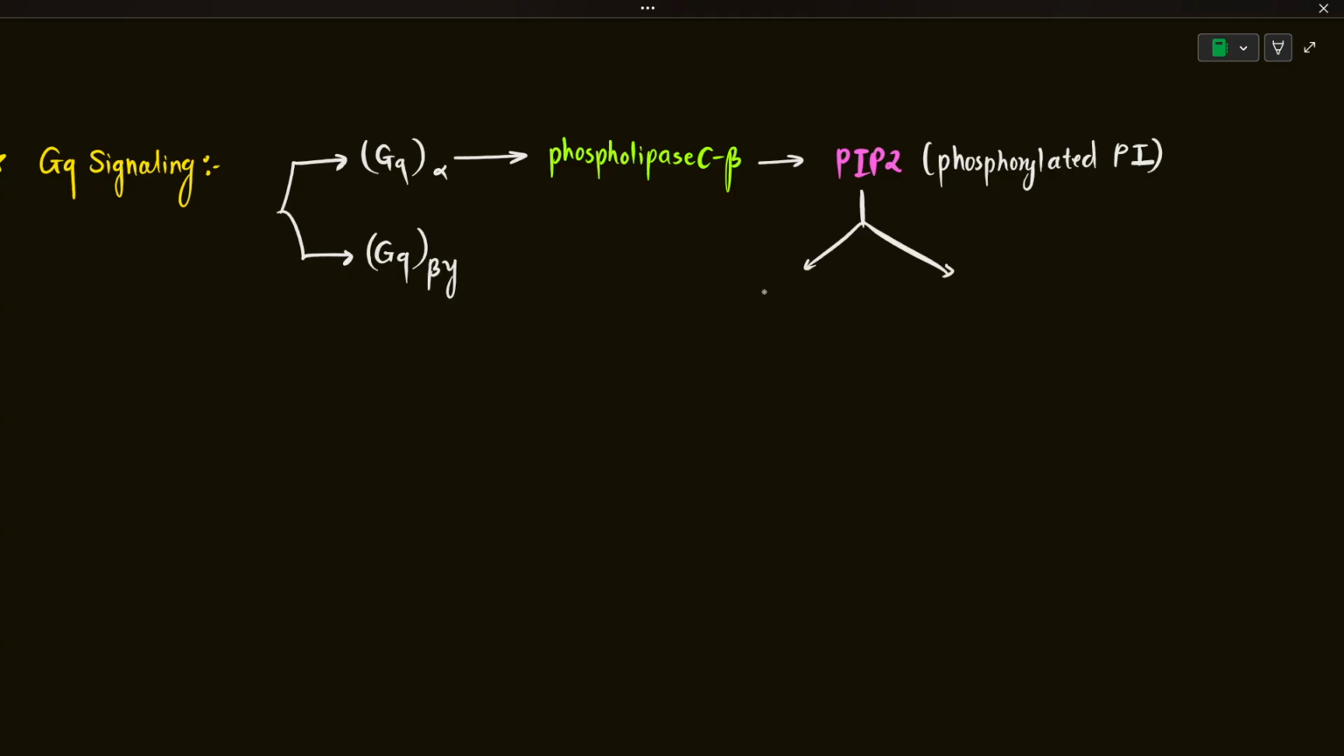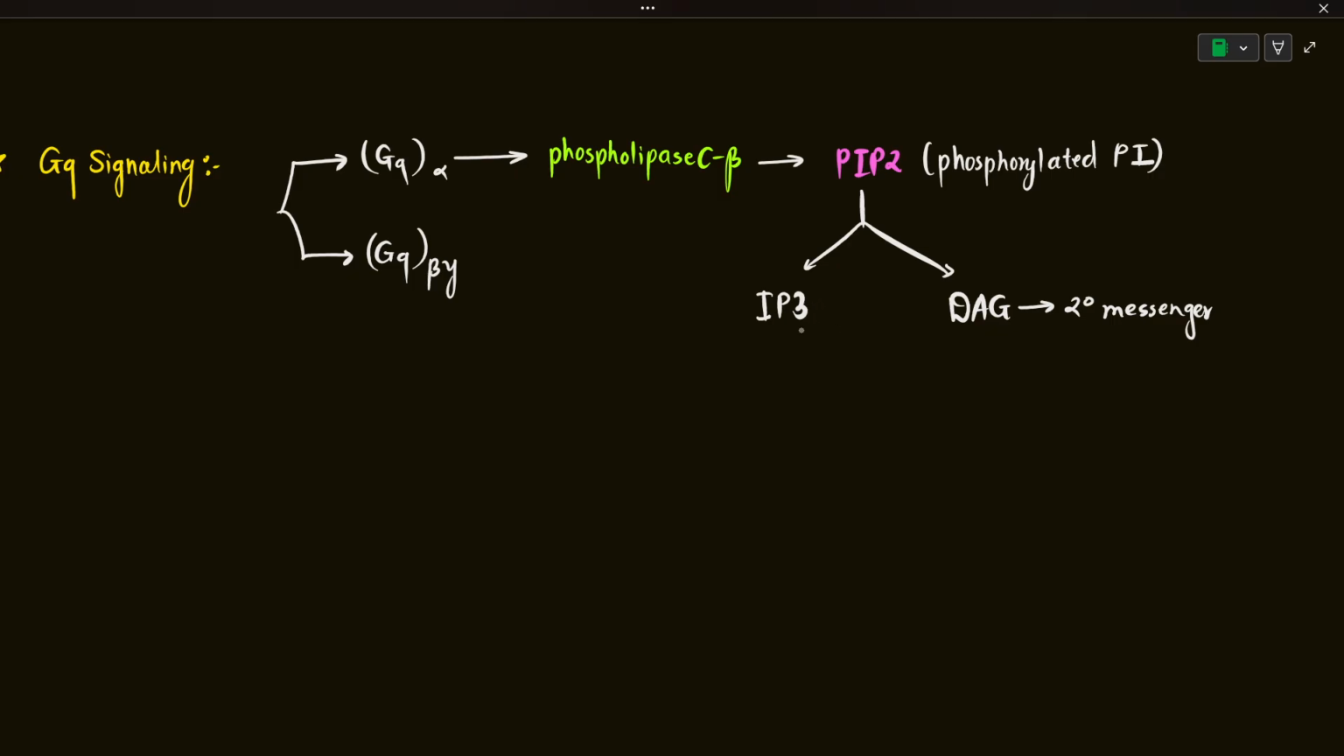The IP3, which is the inositol 1,4,5 triphosphate. It breaks down the PIP2 into IP3 and DAG. So I hope you remember I discussed that diacylglycerol, DAG, is a secondary messenger, right? So it is also going to do some downstream activities. Well, we'll come to this later. Let's first focus on IP3.